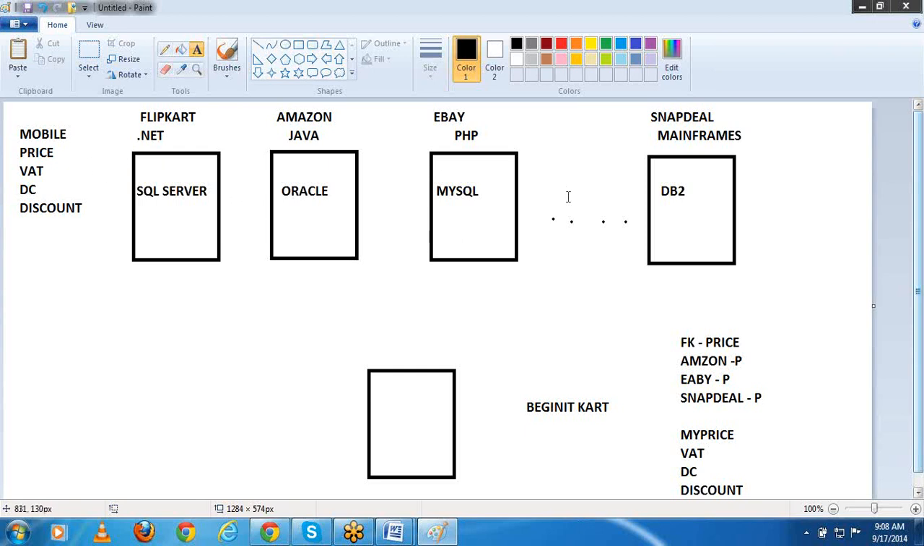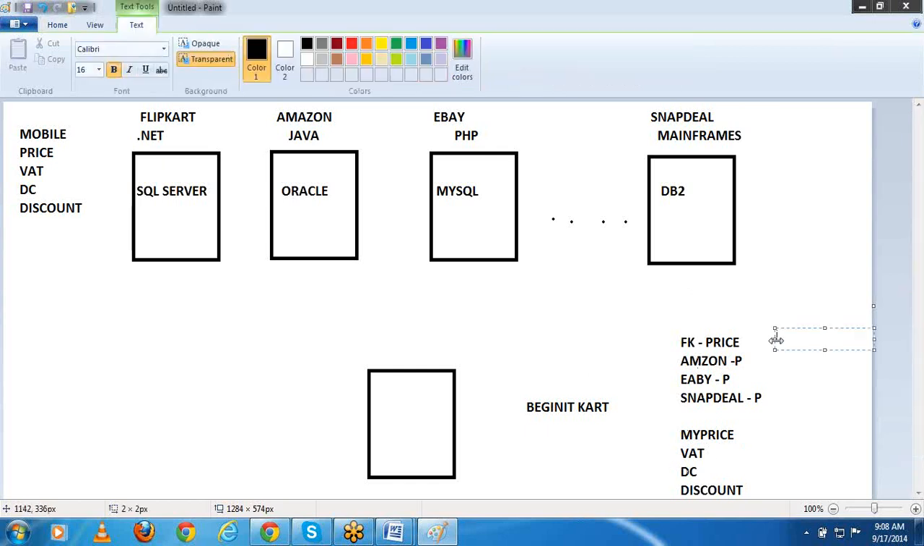For one product, I want to show the prices of all of them in my database, so I can compare them. You can find this kind of application anywhere now. Flipkart price is this, Amazon price is this, eBay price is this, Snapdeal price is this, and my price is this, my VAT charges are this, my discount is this. Let's suppose this is a very costly mobile at $2,000, and here $2,300, this $2,400, this $2,500, and my price I will give as $1,800, VAT charges around $200, delivery charges $100, and discount 2%.